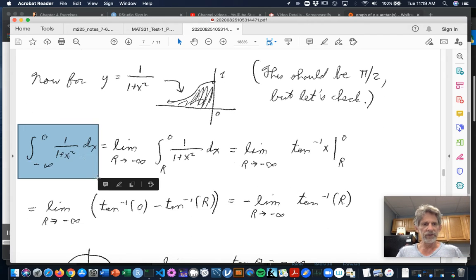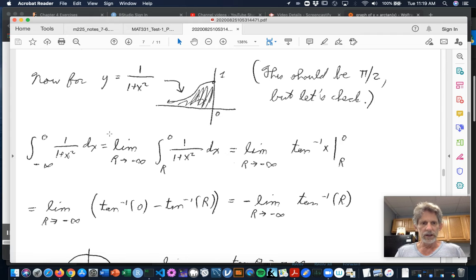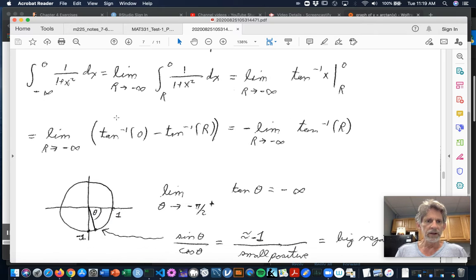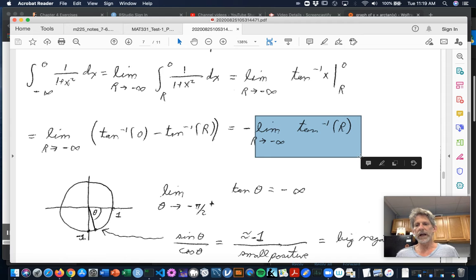So integral from minus infinity to 0. Limit r goes to minus infinity, integral from 0 to r. Use the fundamental theorem of calculus. Antiderivative is still tangent inverse of x, but evaluate between r and 0 now. So tangent inverse of 0 minus tangent inverse r. Tangent inverse of 0 is still 0. I've got minus tangent inverse r, and I've got to take its limit. That's minus the limit of tangent inverse r as r goes to minus infinity.